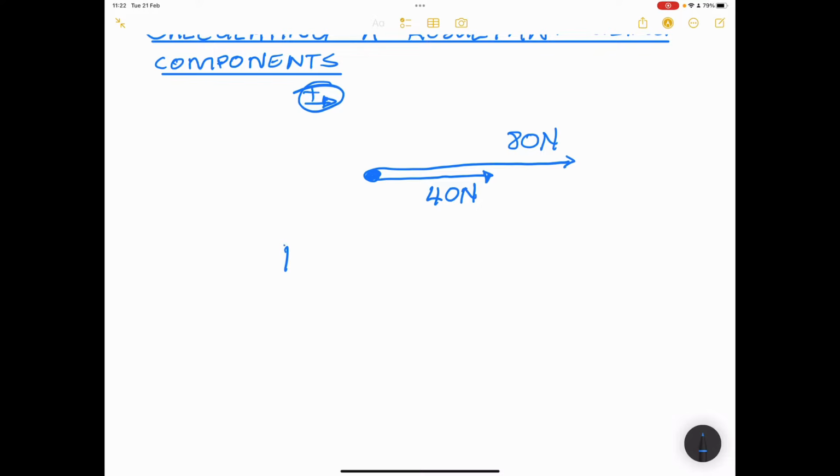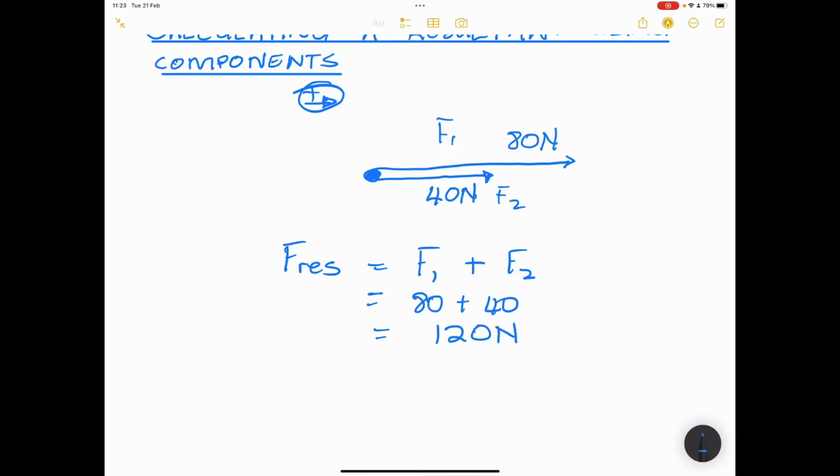So it means if I wanted the resultant or the net force here, I would simply say, well, let's call this one F1 and let's call this one F2, right? So it means I would simply say this is force F1 plus force F2. And when we add them up, they are both in the positive direction. So we would have 80 plus 40 newtons, and that would give us 120 newtons, right?